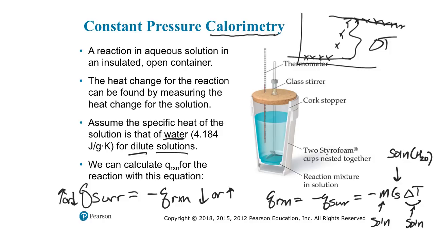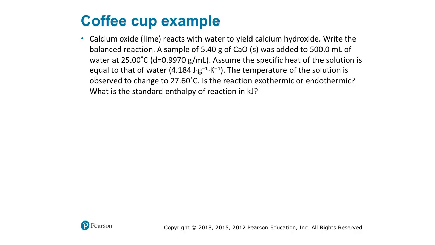How we solve problems and approach them is best explained through an example. Let's take a look at one. So here's an example. The only thing I will say is these examples tend to be long in their wording, but let's take a look here. We have calcium oxide, which is lime, reacts with water to yield calcium hydroxide. So we're told to write the balanced reaction.